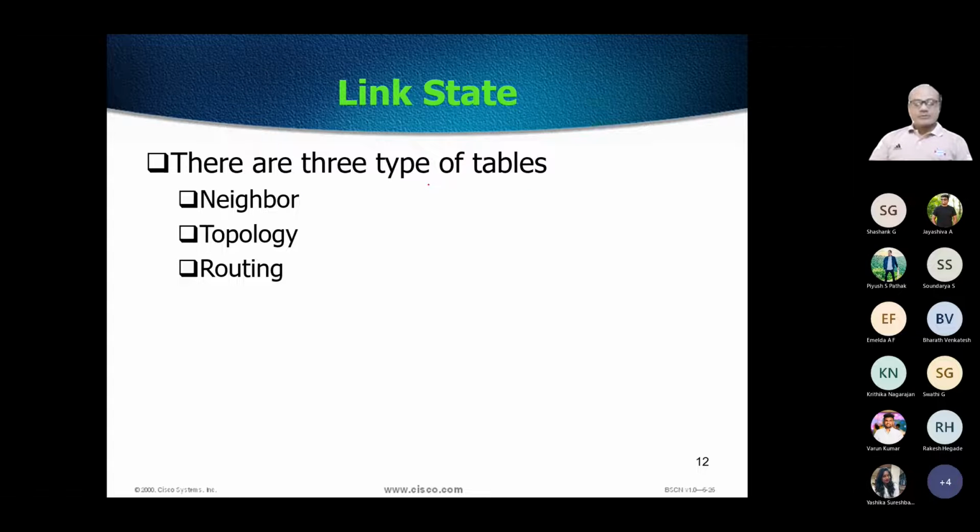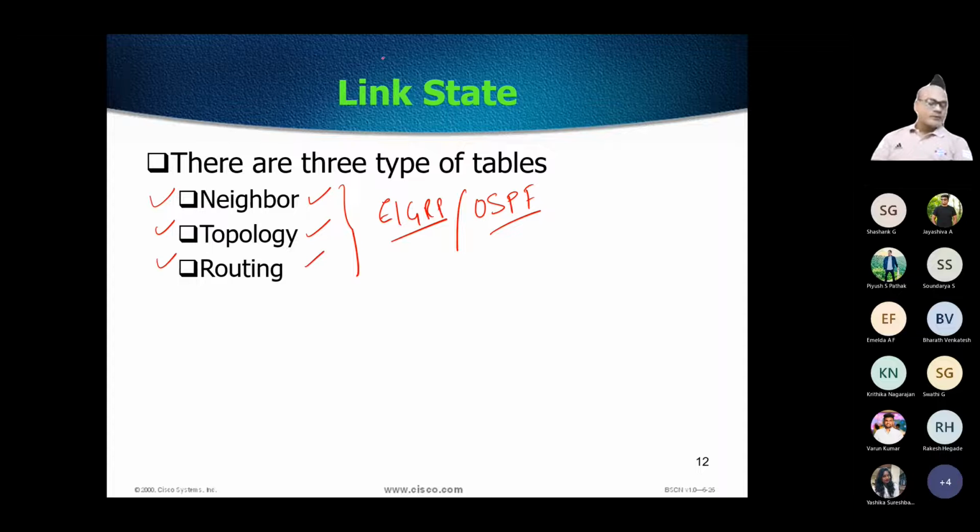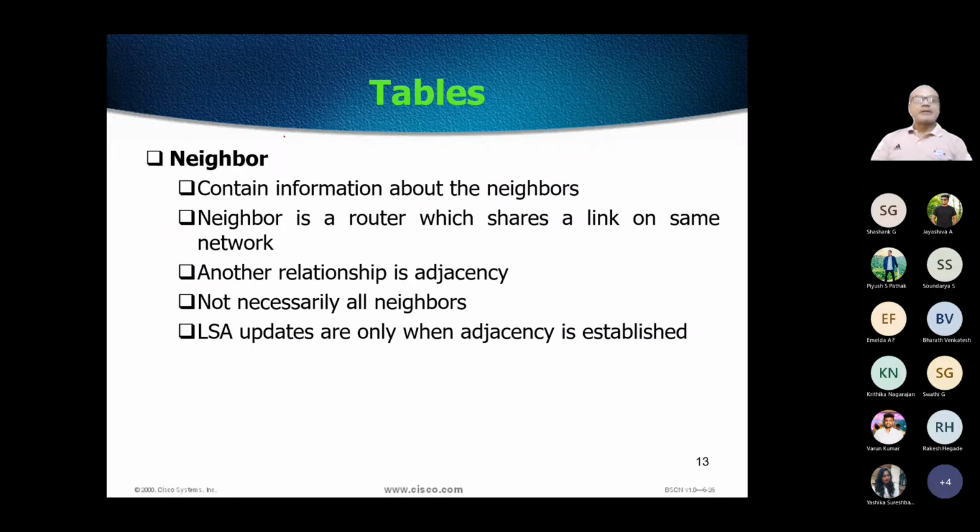So link state types. As I said, same thing, guys. You can see neighbor, topology, routing. Same thing like your EIGRP, right? Yes. Your OSPF also maintains these three tables: neighbor, topology, and routing table. So let's discuss this. What is the neighbor table?